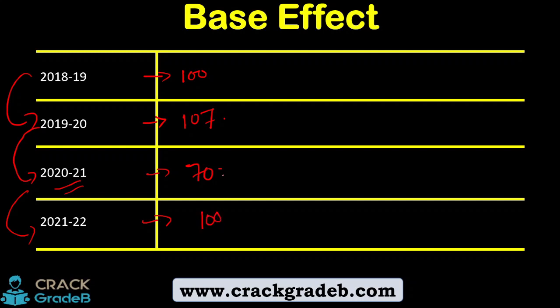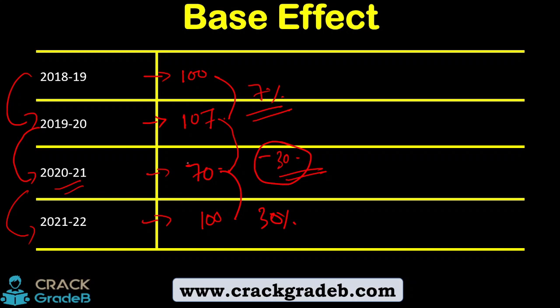You see from here to here, the growth is 30%. But from here to here, the decline is somewhere around 30 point something percent. But in average terms, it's 7%. So the base effect means that if the data of the comparison period is very low or very high, then the percentage value of the current data will look either very big or very small. So this is a very simple mathematical concept.